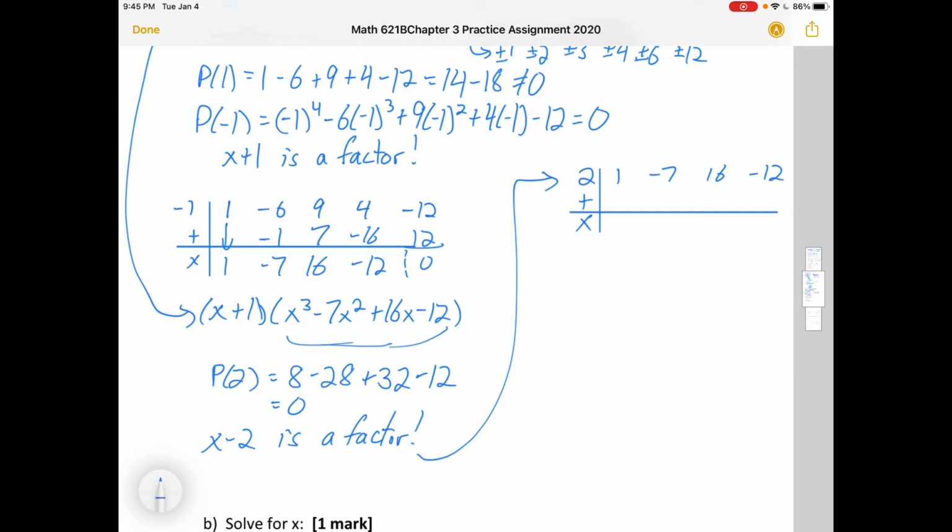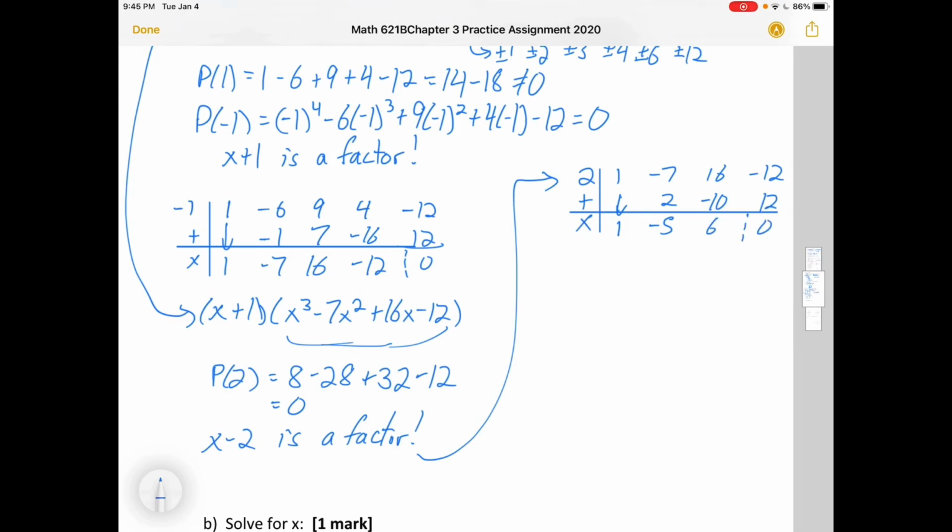Now, this might be clearer what we're doing if we did long division, but it would take a long time. So if you're having trouble with this process, section 3.3 is all about that, and there's a video lesson for section 3.3. All right, multiply and add and multiply and add and multiply and add.